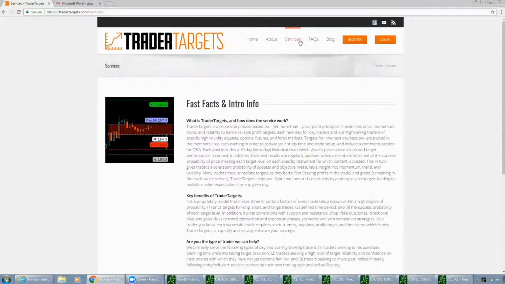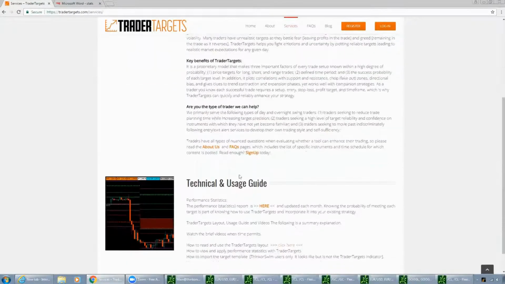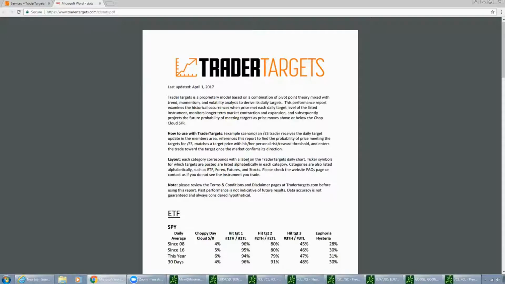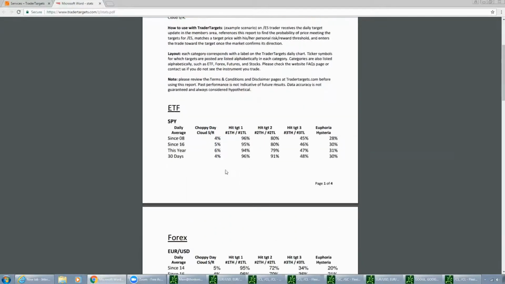If you navigate to the site and go to the services page, scroll to the bottom of the services page under the Technical and Usage Guide, and under Performance Statistics, there's a bold link that says Here. If you click on that, that will then open where you can view or download the performance report in a PDF. Since we've been using crude oil, CL, as our example symbol, we want to scroll through the report and find where crude oil is.